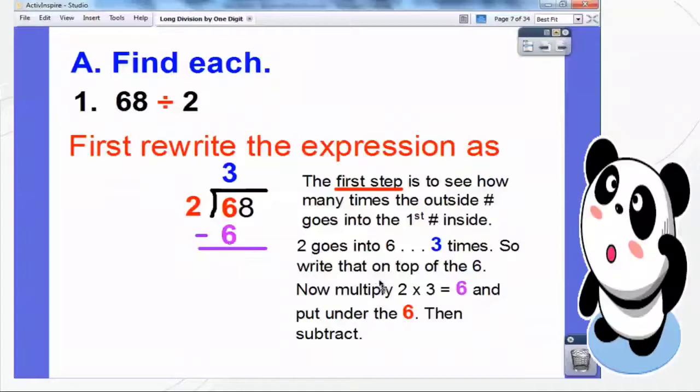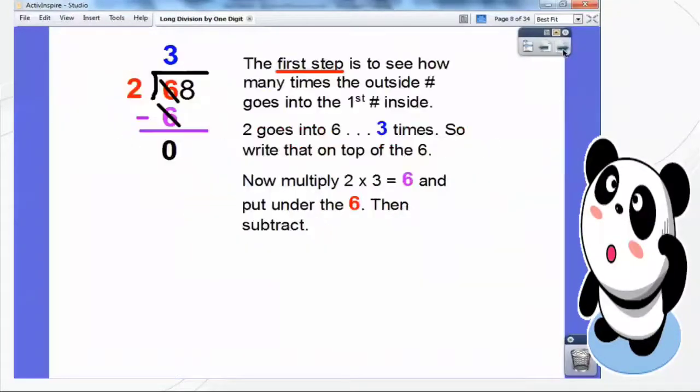2 times 3 equals 6, so put that right underneath there, and then we're going to subtract, okay? So when I subtract 6 minus 6, I get 0. Whoops, there we go, I moved it over, you guys. So 6 minus 6 equals 0, and the next thing we're going to do is slide this 8 down right here into that position, okay? Alright, so we slid that down, then we do it again, you guys.